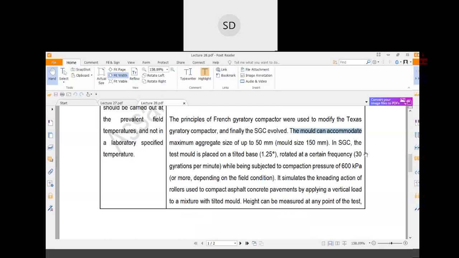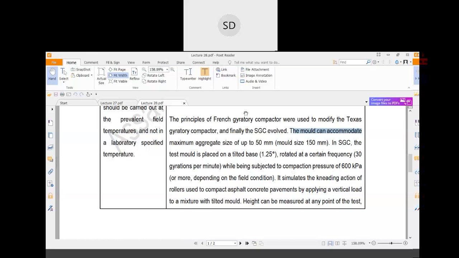And in SGC, the test mold is placed on a tilted base that is rotated at 1.25 degrees at a certain frequency, 30 gyrations per minute, while being subjected to a compaction pressure of 600 kPa or more depending on the field condition. Now why is it tilted? Because in the actual field your road surface is not flat. Okay, if it is not flat, because of the camber section it will be tilted.